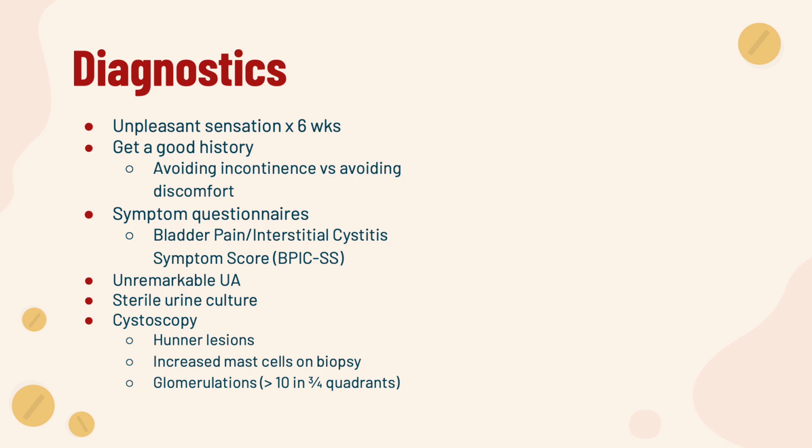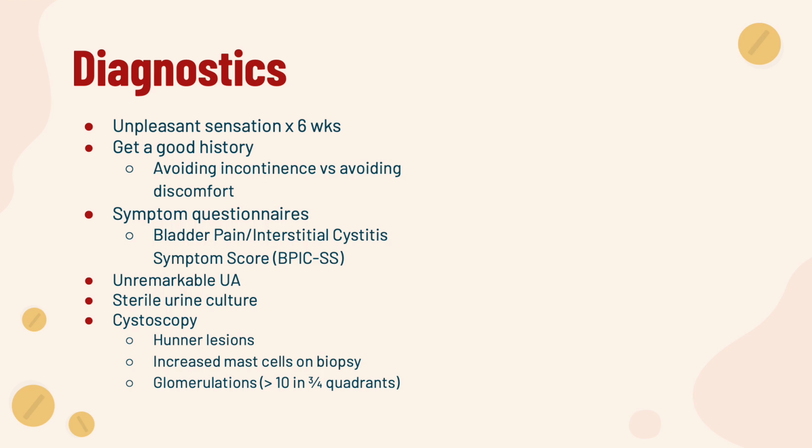If a urine culture is done and it is sterile, this can further support the diagnosis of IC. Cystoscopy is not required for the diagnosis, but if performed, can show Hunner lesions, which are highly specific to IC and identified in 5 to 10% of patients, or glomerulations, which are petechial red areas seen after hydrodistension, which are not specific to IC.